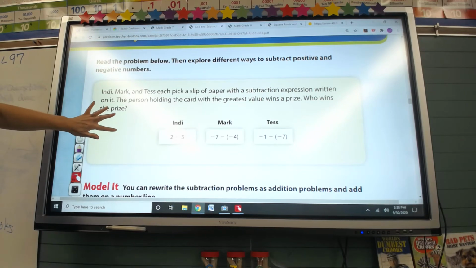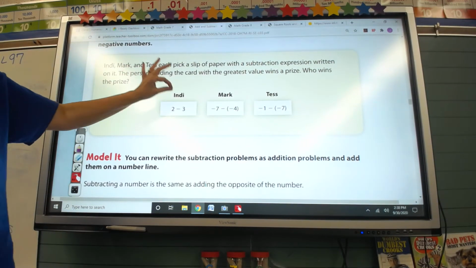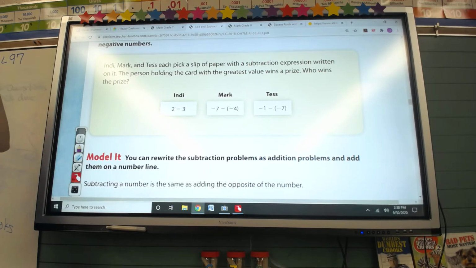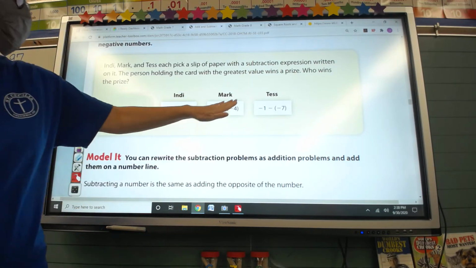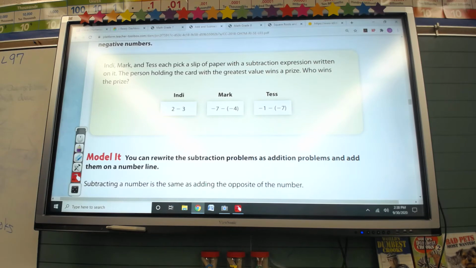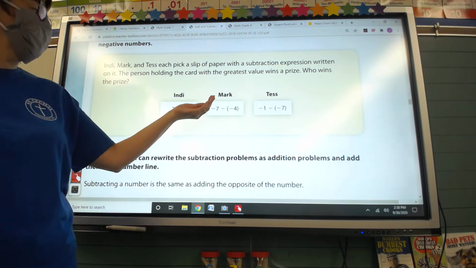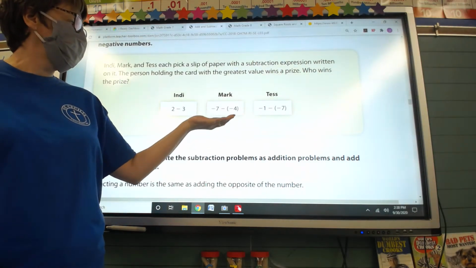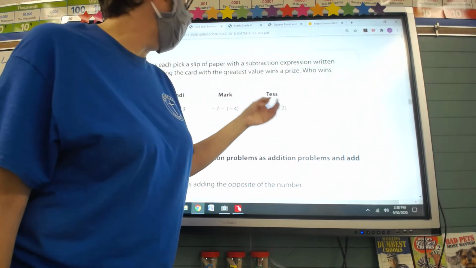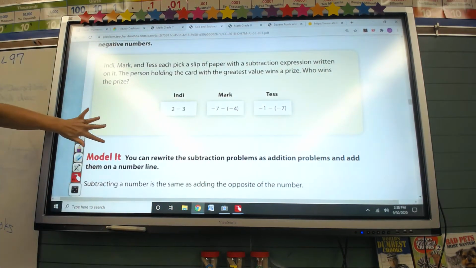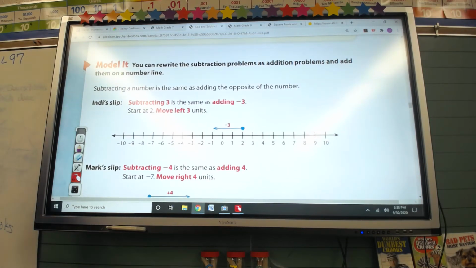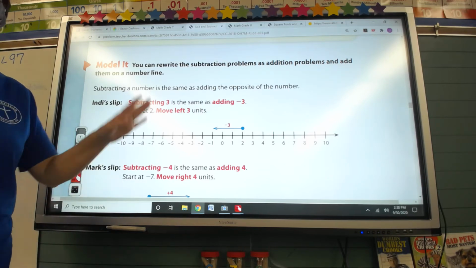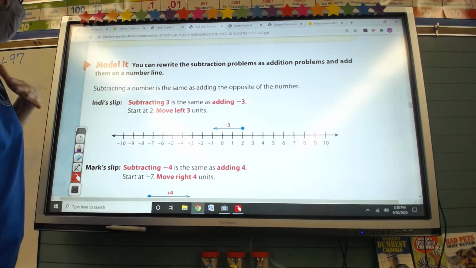Indy, Mark, and Tess each pick a slip of paper with a subtraction expression written on it. The person holding the card with the greatest value wins a prize. So who's going to win the prize? Whose card has the greatest value? So Indy's 2 minus 3, Mark is -7 minus -4, and Tess is -1 minus -7. All right, let's see what our book suggests. You can rewrite the subtraction problems as addition problems and add them on a number line.